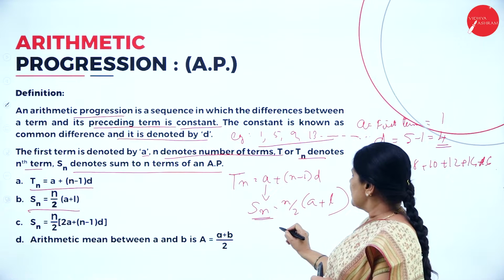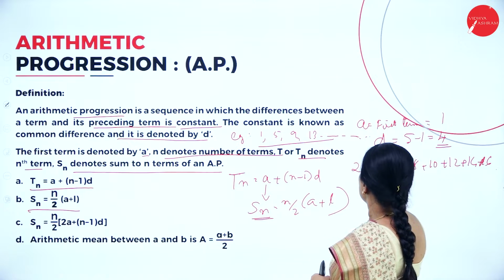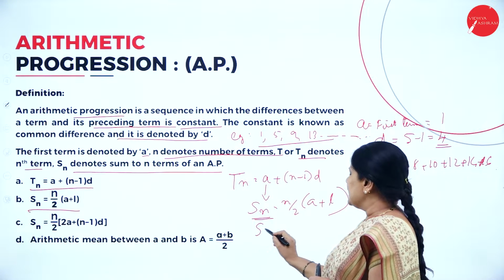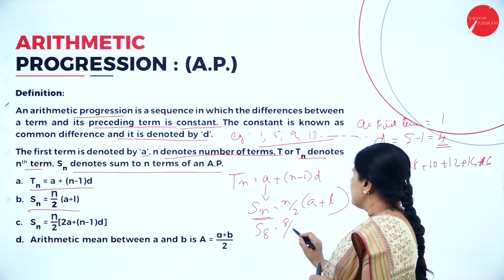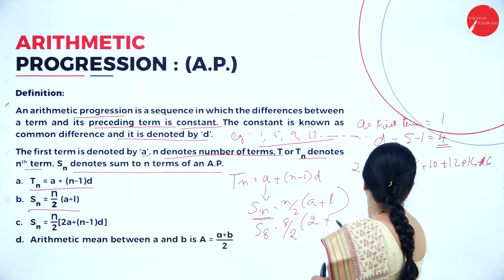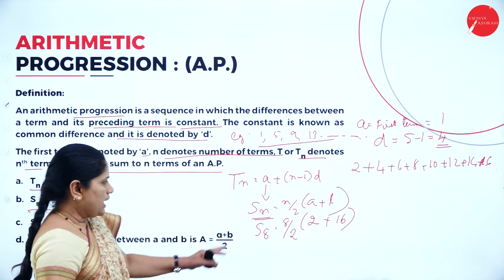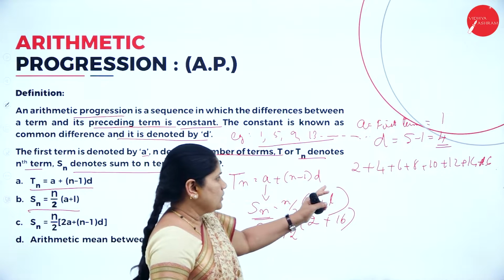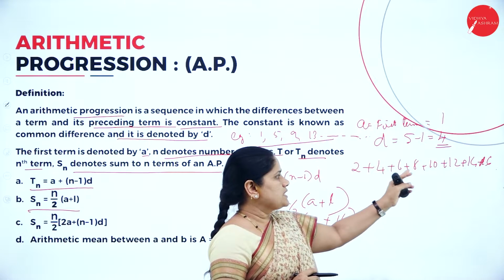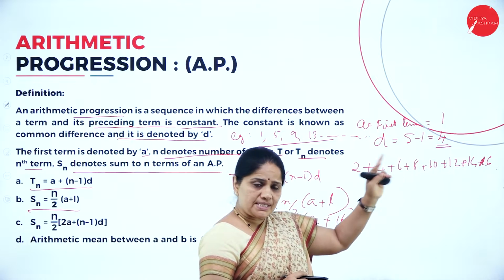So I'll use this formula. The number of terms is 1, 2, 3, 4, 5, 6, 7, 8. So I'll write S8 equals 8 by 2 into A. A is 2. What is the last term? 16. So I have to find the sum of the terms in the series: 2 plus 4 plus 6 plus 8 plus 10 plus 12 plus 14 plus 16.